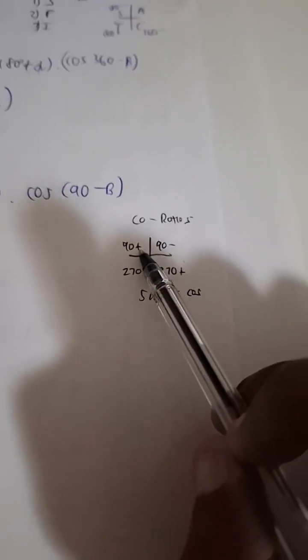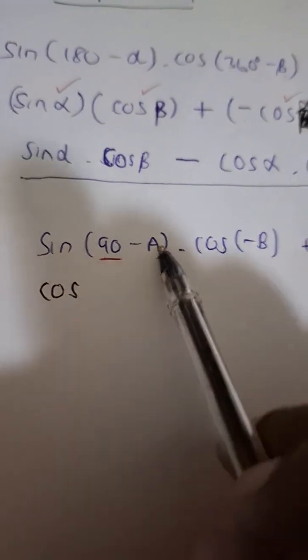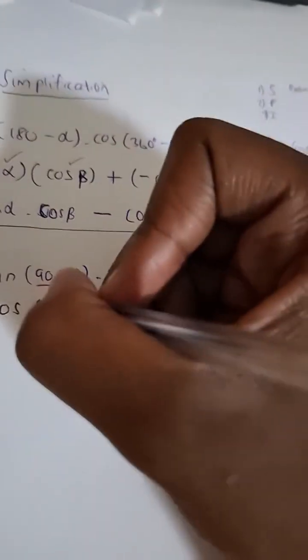So obviously when we say 90 minus, we are talking about the first quadrant. In the first quadrant, we know that all trig ratios are positive. So if we evaluate sine of 90 minus A, 90 minus is in the first quadrant, but because it is a co-ratio, our sine changes to cos, and then we assume the acute angle. That's a mark. We put it in brackets.